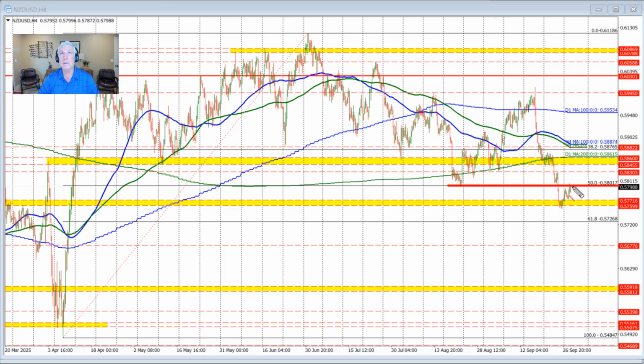So 3 separate currency pairs, 3 separate shows where the price tested a moving average level and saw a bounce back to the upside.